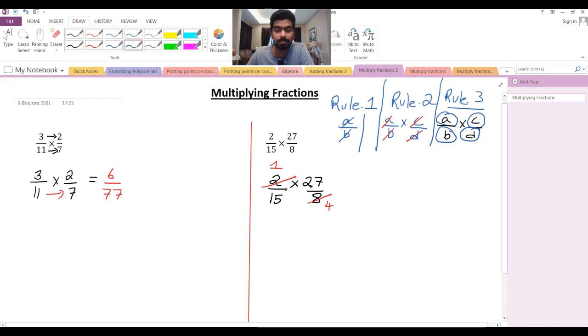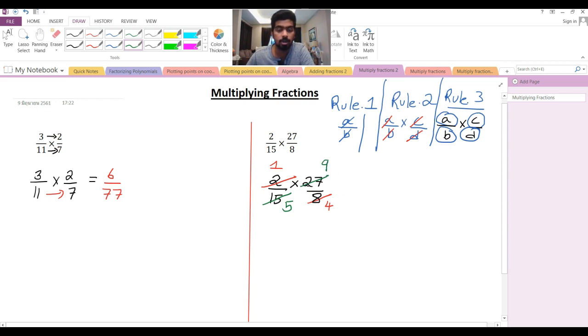We have 27 and 15. The highest common factor of 27 and 15 is 3. So that means 3 multiplied by something will give us 15, and 3 multiplied by something will give us 27. And we know that 3 multiplied by 5 gives us 15, and 3 multiplied by 9 gives us 27. So we can simplify them. So 15 will change to 5, and 27 will change to 9.